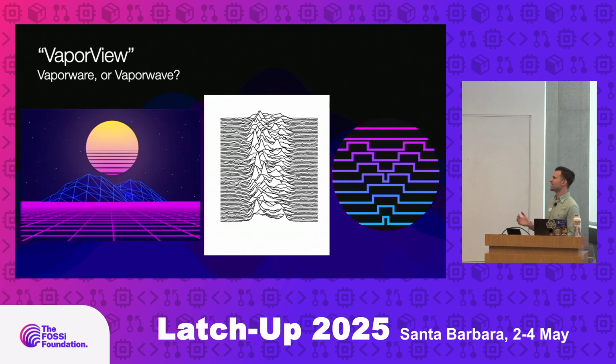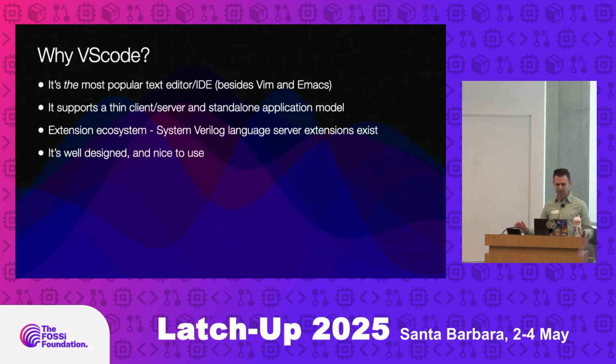Then I came up with this idea. The logo, if you see, is like the letter V. It was a ridgeline plot. I just thought it was really cool. It's named Vaporview because it was kind of like vaporware. I wasn't sure if I was actually going to do this.